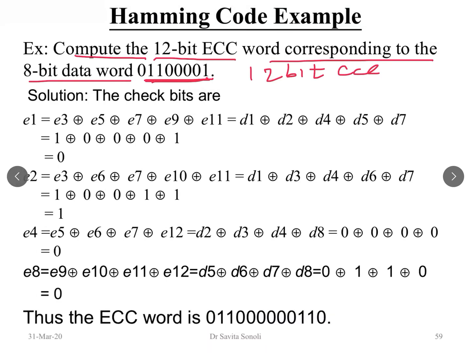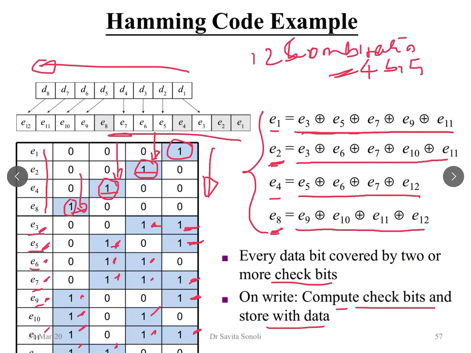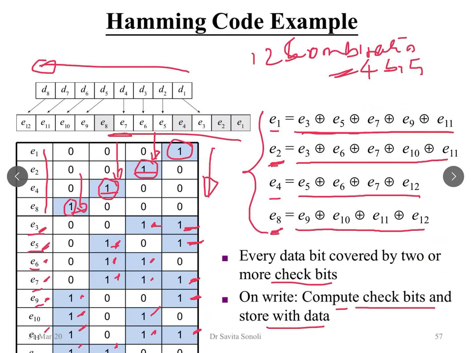So, what is the solution now? We have already seen in the previous slide. E1 is XOR of E3, E5, E7, E9 and E11. And what will be E3? E3 will be D1. And what is E5? E5 will be D2. And E7 will be D4. E9 will be D5. And E11 will be D7. Right. So, that is why.